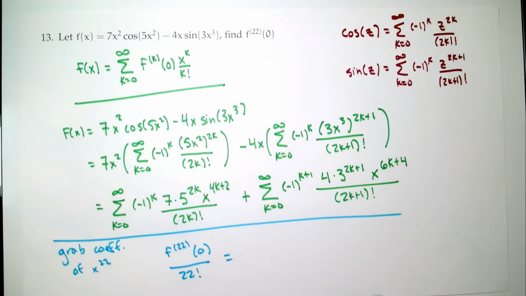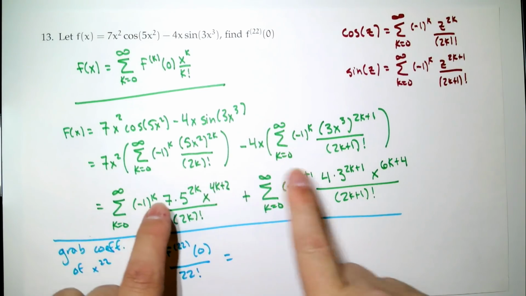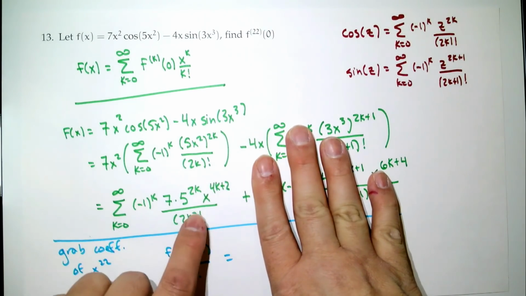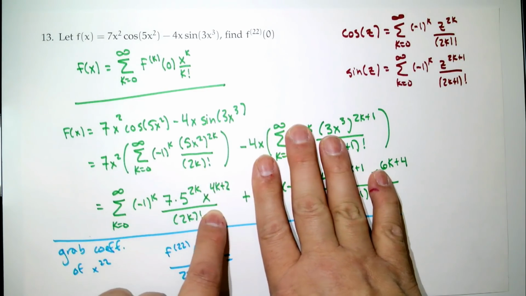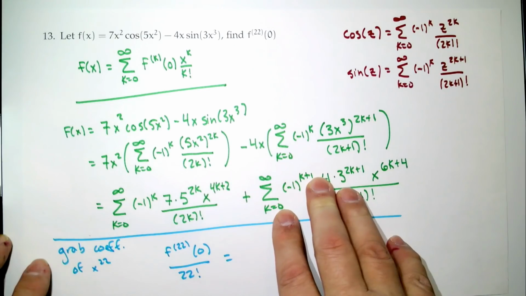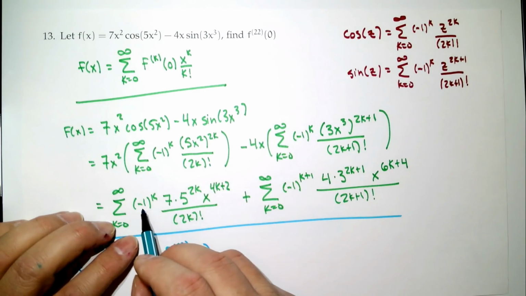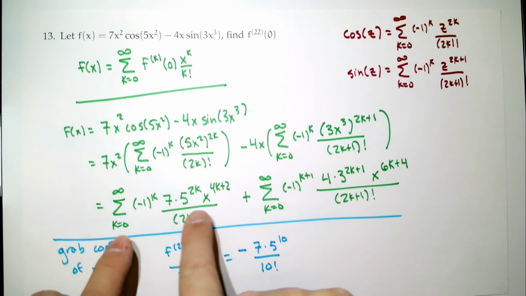Do them separately. What choice of k in this sum, because remember, these are two different sums, so don't worry about what the k is on the second sum for now, just the first sum. What choice of k for this first sum will give me x to the power 22? 5. Okay, so I just go through and put in k equals 5. So negative 1 to the 5th is minus 7 times 5 to the 10th divided by 10 factorial.